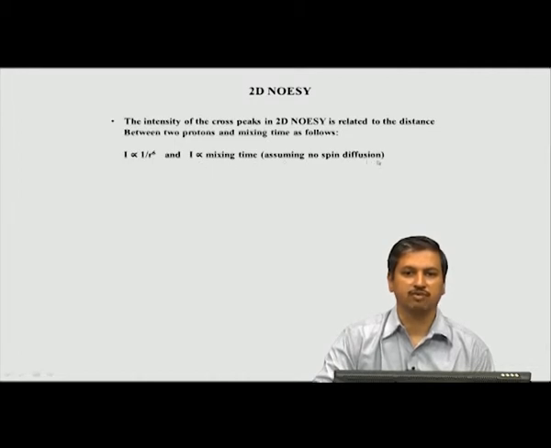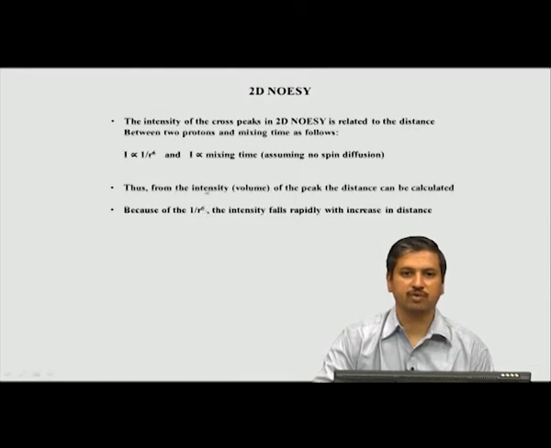But there is one phenomenon known as spin diffusion, which we will discuss a little later, which spoils this equation. Only if there is no spin diffusion will intensity be directly proportional to mixing time. So, let us remain here, that intensity is proportional to the inverse 6th power of distance. Therefore, from the intensity or volume of the peak, distance can be calculated.